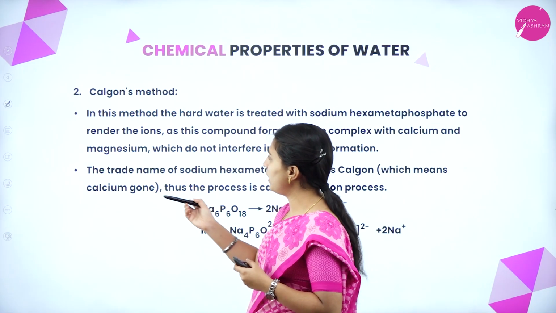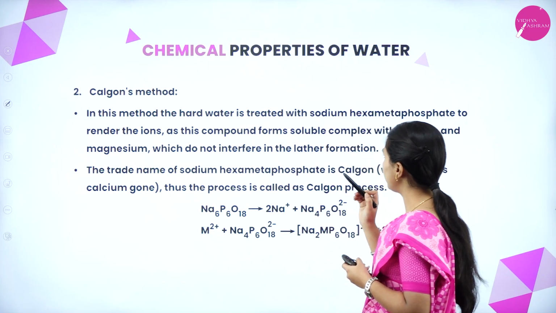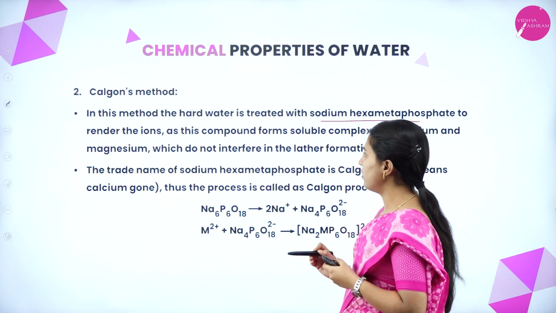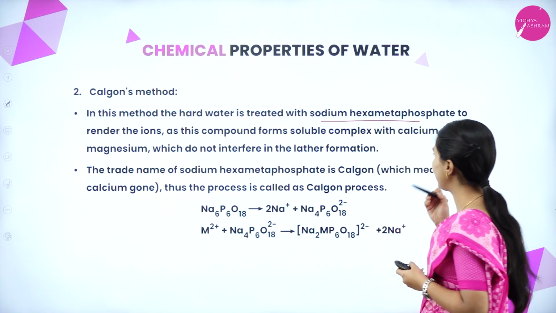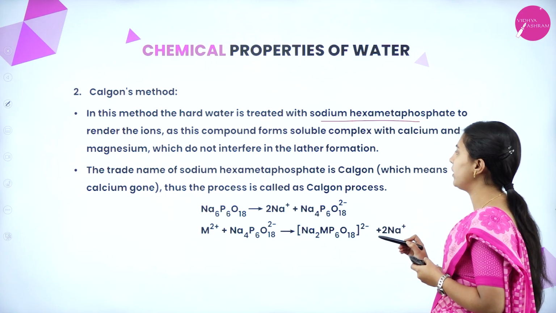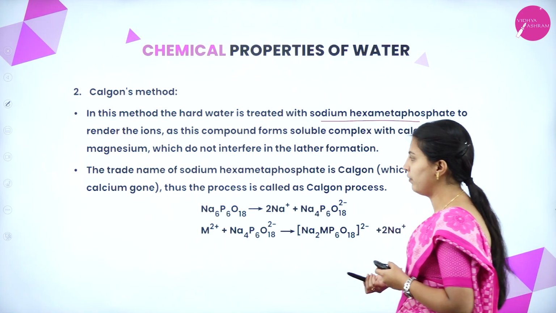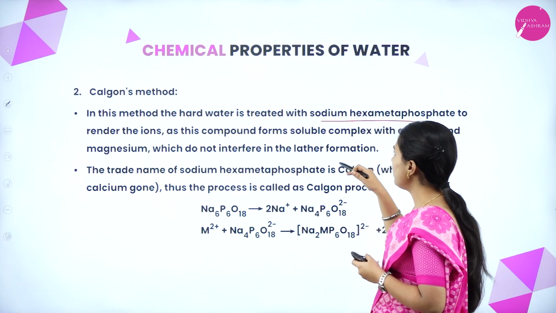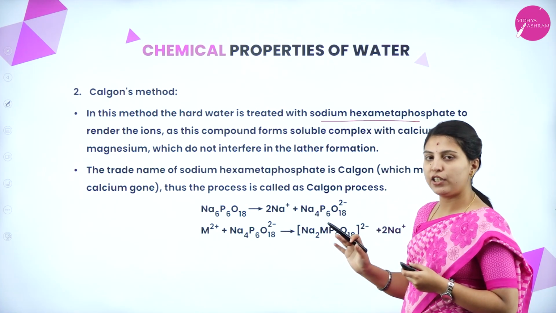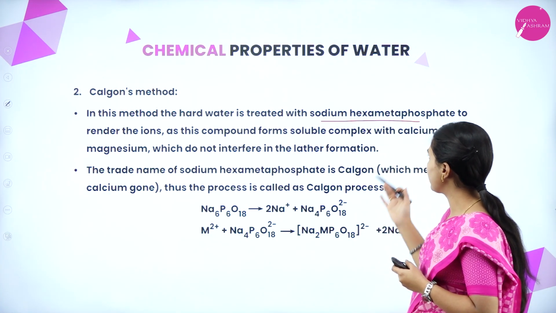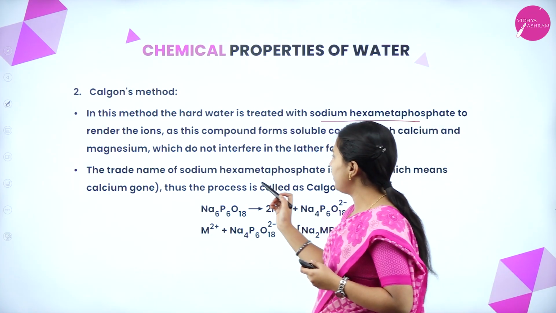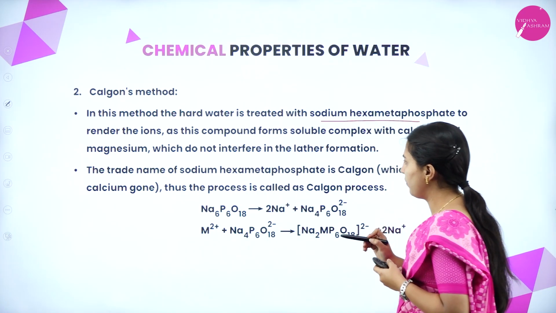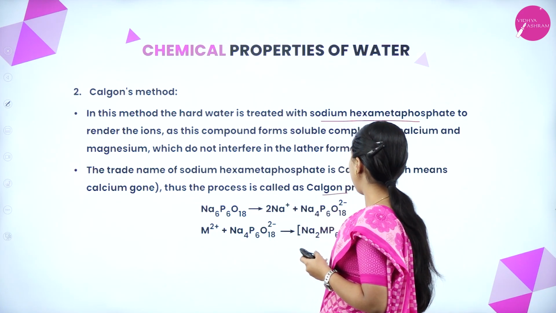Next, Calgon's method. In this method, the hard water is treated with sodium hexametaphosphate to render the ions inactive, as the compound forms soluble complexes with calcium and magnesium which do not interfere in the lather formation. The ions will not be involved in the lather formation, as they are removed by sodium hexametaphosphate. The trade name of sodium hexametaphosphate is Calgon, which means calcium gone. Thus the process is called Calgon's process.